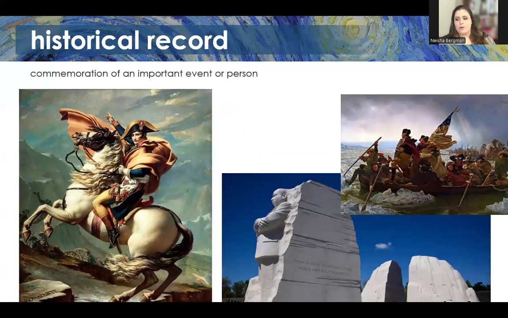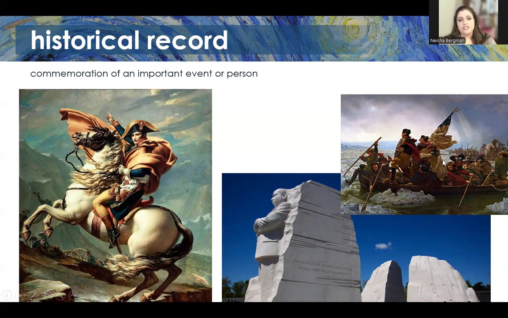Historical record. Oh, look, it's the horse again. I like the horse. These are all historical images. They help us to remember and learn our history, which is very important. So again, Napoleon crossing the Alps. This was something that actually happened. So this is a portrayal of that event.